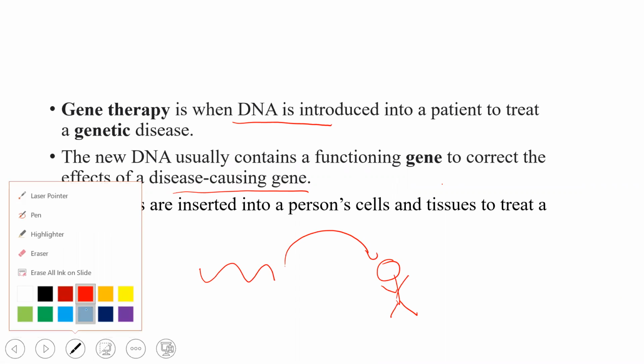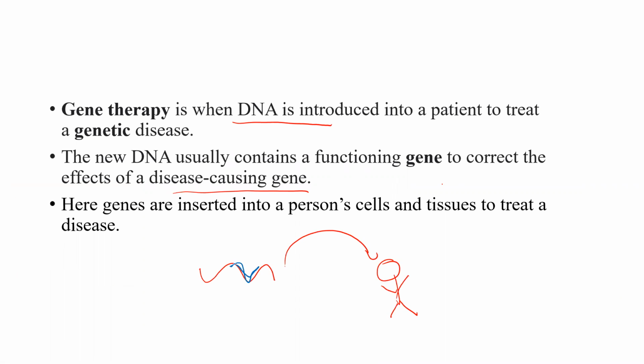So imagine this is the red color part of the DNA. It has some blue genes, which are functioning genes. Because of the functioning genes, we can correct the effects of a disease-causing gene. Here, the gene is being inserted into a patient's cells and tissues to treat a disease.